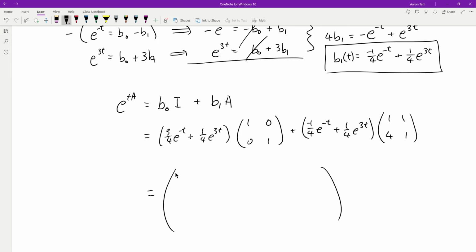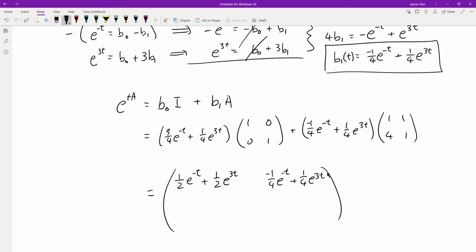So, let's look at the first corner, which is right here in the top left. The coefficient for e to negative t is 3 over 4 times 1 plus negative 1/4 times 1. So, that would be 3 over 4 minus 1 over 4, which is 1/2 e to negative t. Plus, the coefficient of e to 3t is 1/4 times 1 plus 1/4 times 1, which is 1/2. Let's do the top right. Because it's 0 in the first product, it just has negative 1 over 4 e to negative t plus 1/4 e to 3t.